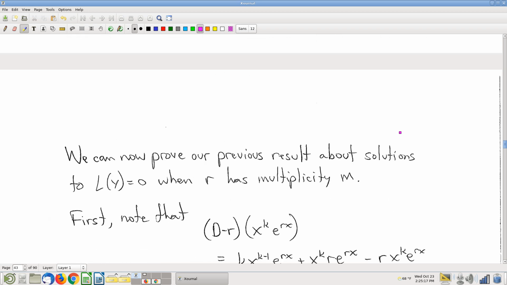Next question. What's the deal with the multiplicities and the extra factors of x? This is a real easy argument to make. We'll call this the last thing for today.